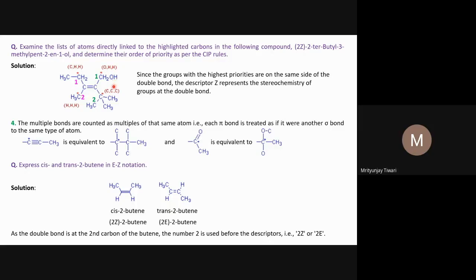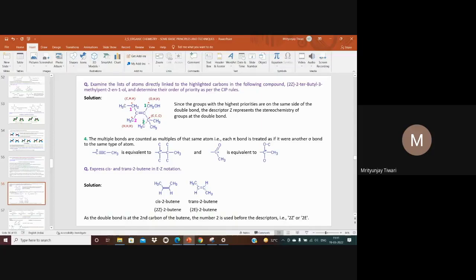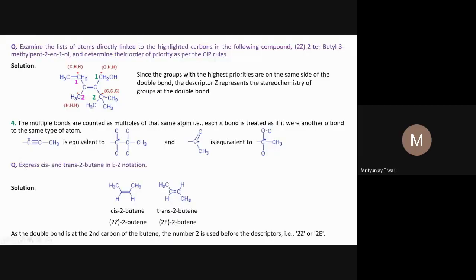Now let's compare. The atomic number of this oxygen at the first point is more than the atomic number of this carbon atom, and that is why this one will be given higher priority over this. So this will be given priority 1, and this will be given priority to this carbon atom. So maybe this group will be given second priority.